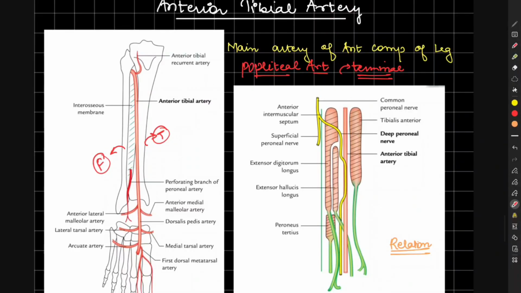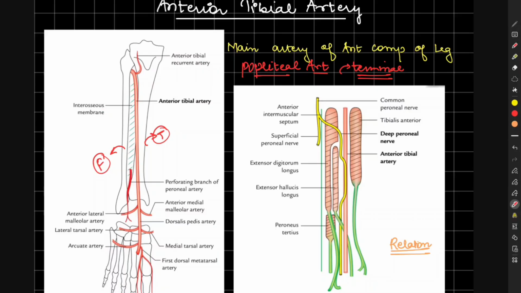Now, talking about the anterior tibial artery and the deep peroneal nerve, this diagram is very important to write the relations of both, whereas this diagram will help you to understand the course of the anterior tibial artery. As we have seen in previous videos, first we understand the course and the relations through the diagram and then we move towards the theory part.